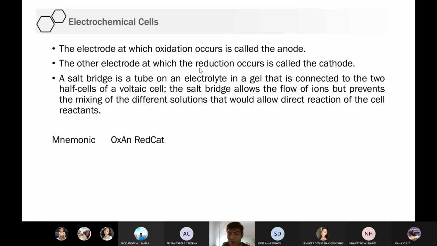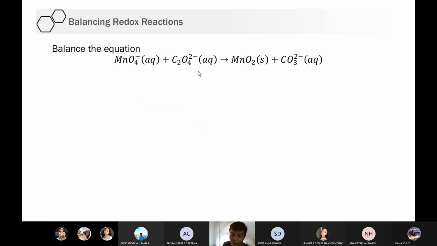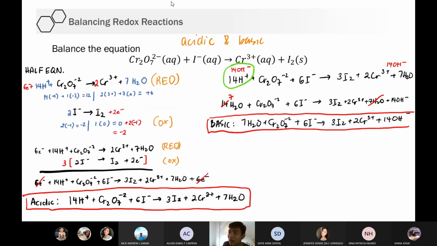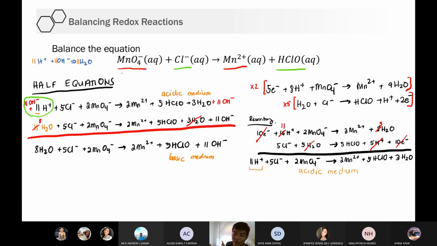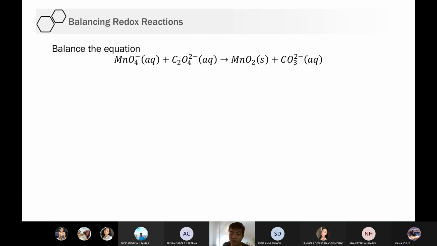Okay? So, ibig sabihin, itong mga ions natin na to, itong reduction, nasa isang beaker to. Yung oxidation, nasa kabilang beaker yan. Pag pinag-connect mo yung dalawang beakers na yan, with their electrodes, may kuryente na mapoproduce dyan. Ganun din dito. Yung isang solution, ayan. Pag pinag-connect mo yan, may kuryente.